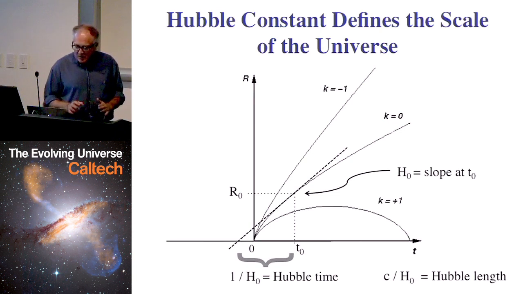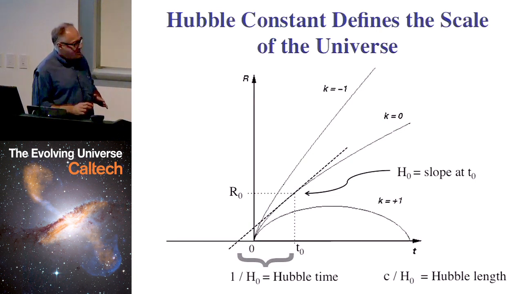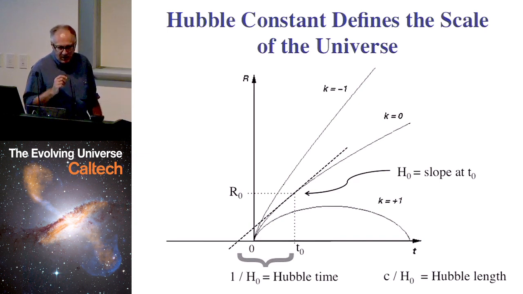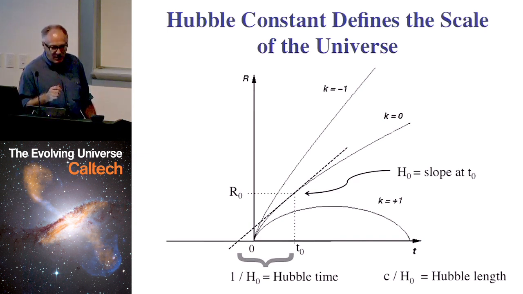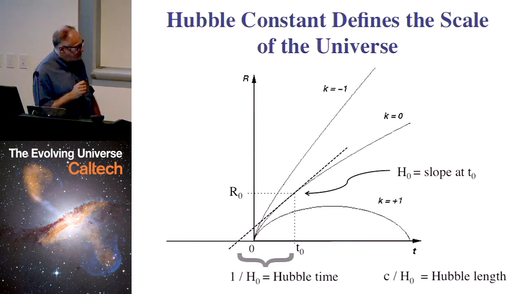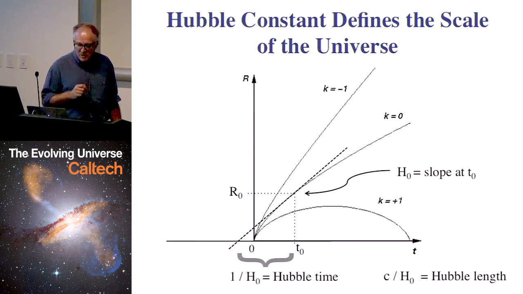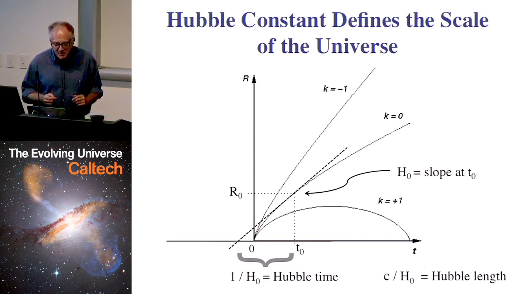So this is what the Hubble constant does. It sets the scale of the universe, because it's a particular value of the slope in 1 over time units. And so you draw a tangent line on the curve and it intersects the time axis. That length is called the Hubble time. And multiplied by the speed of light, it gives you the so-called Hubble length. Those turn out to be useful units in which to measure the scale of the universe.